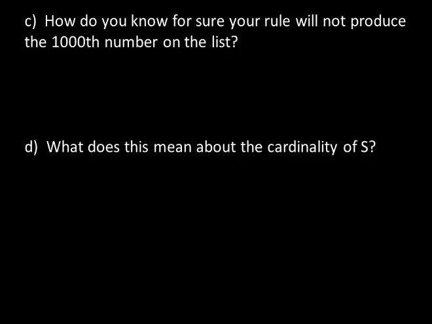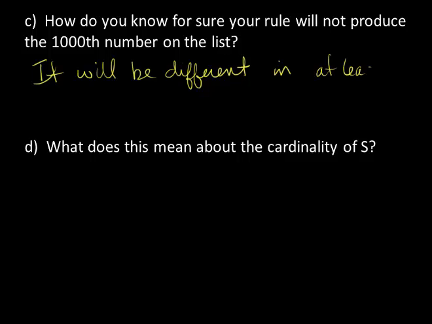How do you know for sure that your rule will not produce the 1,000th number on the list? Well, it will be different in at least its 1,000th digit.